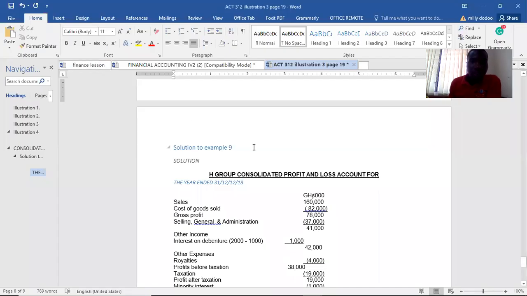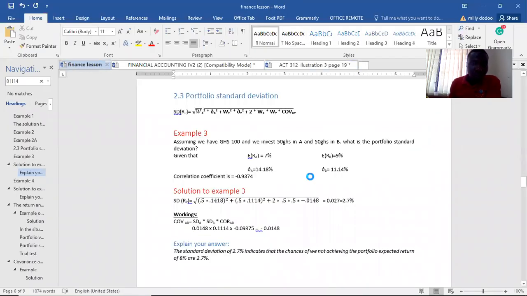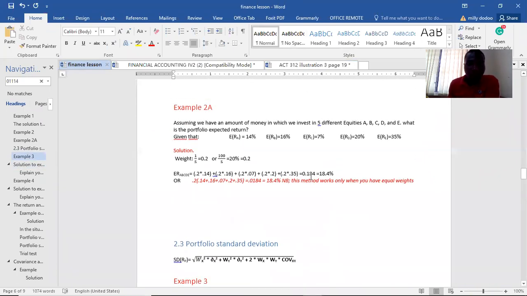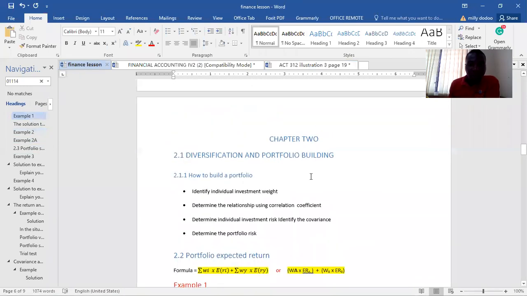different investments. And you came across how to calculate your portfolio expected return, and then how to also calculate your portfolio standard deviation. We came across how you determine your covariance given your correlation coefficient, and how you also determine your covariance when you have not been given the correlation coefficient. So basically, these were some of the things we looked at last 2 weeks.